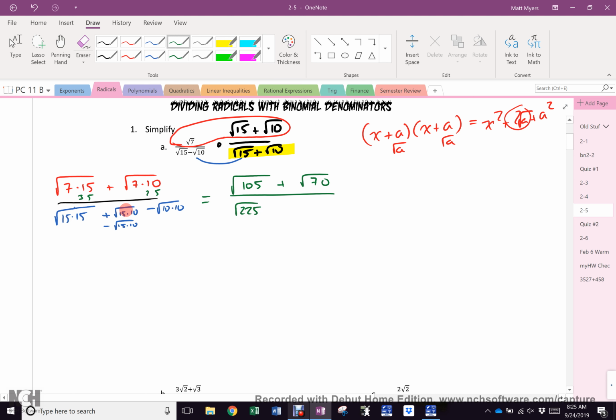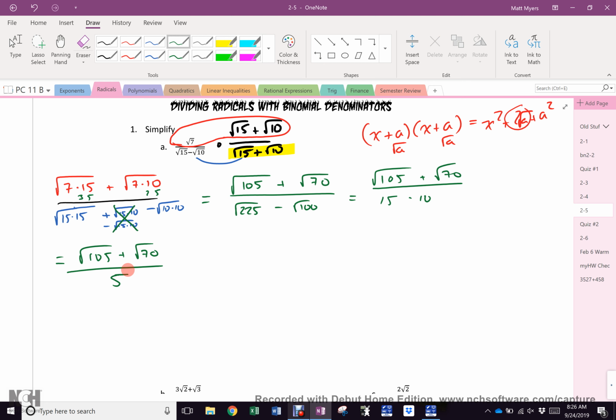And then we just finish off. Root 105 plus root 70 over 15 minus 10, which is 5. I'm going to run out of room. Root 105 plus root 70 over 5. And we're done. Everybody cool?